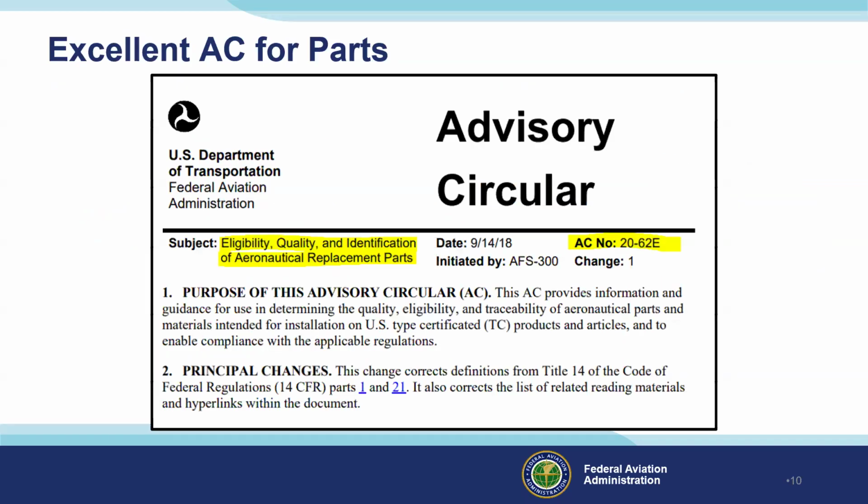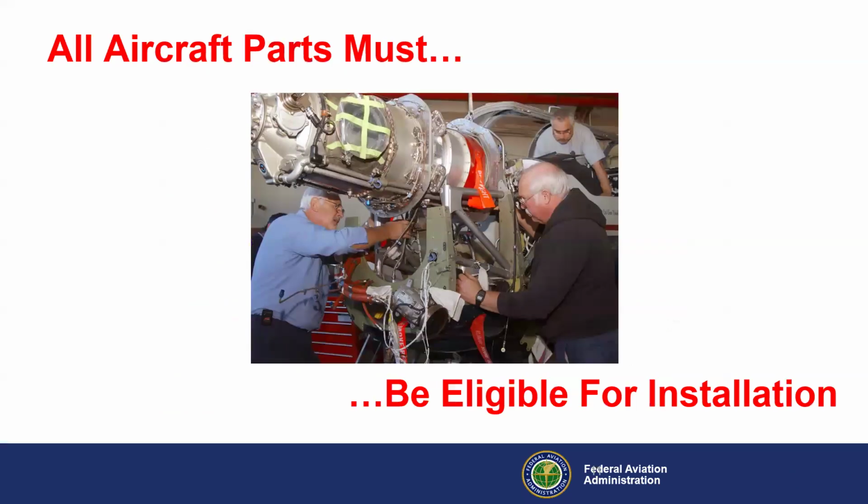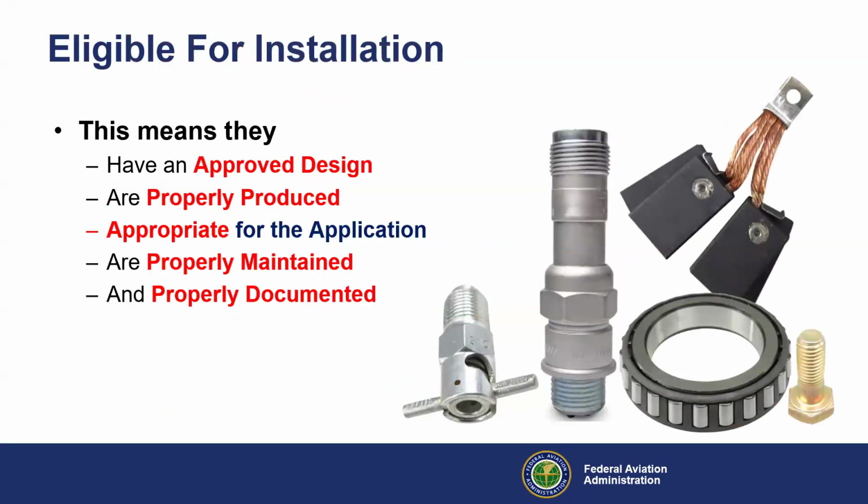There's an excellent advisory circular that if you're dealing with parts, everybody should have a copy of this. And it's AC 20-62E. So all aircraft parts must be eligible for installation. And so this means they have an approved design, they are properly produced, they are appropriate for the application, for the aircraft model and serial number. They are properly maintained, that pertains to used parts, and they are properly documented, whether it's a used part or a new part.